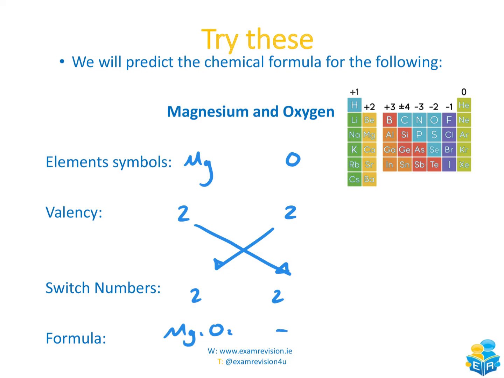Now because those numbers are the same, we can actually simplify that to MgO. Magnesium oxide is always given as MgO. You're not wrong if you put down Mg2O2, but the simplified version is MgO. Okay, so the exact same process there again.